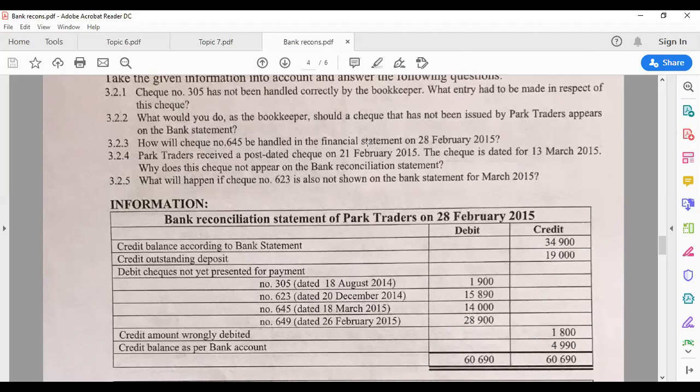I want you to take a moment and think about all of these. They've now given us the information. They've given us the bank recon. We have a credit balance according to the bank statement. We have outstanding deposits. We have some checks that were not yet presented for payment. We have an amount incorrectly debited, and we have a credit balance as our bank balance. So just take a moment. I'm going to give you a moment to make yourself familiar with this question. What is expected of you?